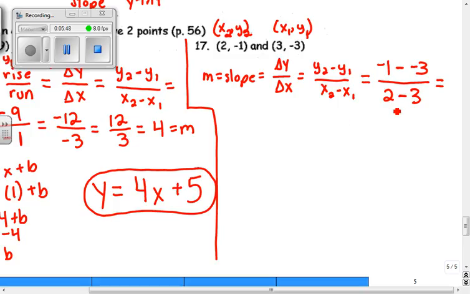Okay, what do I get? Well, I have negative 1 minus negative 3. Well, minus a negative becomes a plus. So negative 1 plus 3 is positive 2. And 2 minus 3 is negative 1. Well, 2 divided by negative 1 is negative 2. And that's my m. So negative 2 is my m.